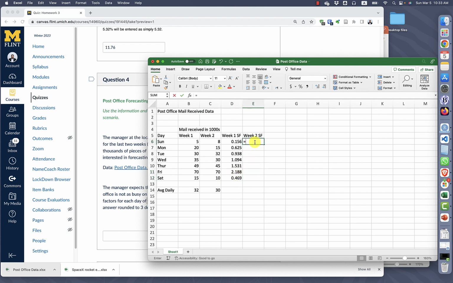Do the same thing for week 2. Why? Because this is one estimate of the seasonal factors. We'll get a second estimate from week 2, and then we'll average the estimates out to get a more reliable estimate of the seasonal factors. So according to week 2, the seasonal factors look like this. You divide the daily demand by the average value.